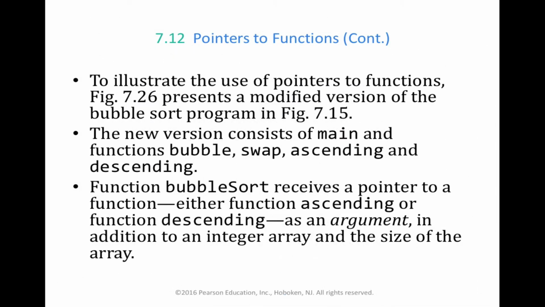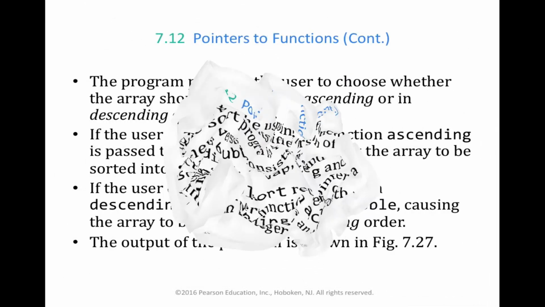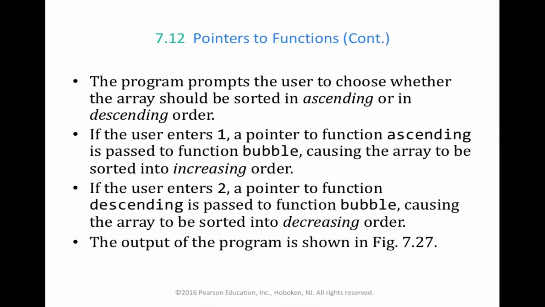function pointers. So we're going to take a look at a program that presents a modified version of the bubble sort. The new version consists of a main function and bubble, swap, ascending, and descending. The function bubble sort receives a pointer to a function, either ascending or descending, as an argument, in addition to the integer array and the size of the array. And so the program prompts the user to choose whether the array should be sorted in ascending or descending order.